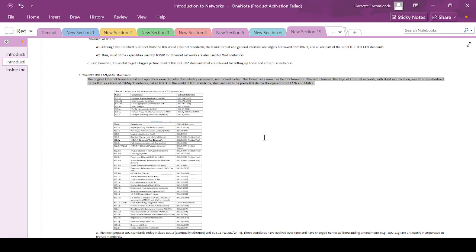So this is the first standard that was created. This format was known as the DIX format or Ethernet 2 format. This type of Ethernet network, with slight modification, was later standardized by the IEEE as a form of CSMA/CD network.